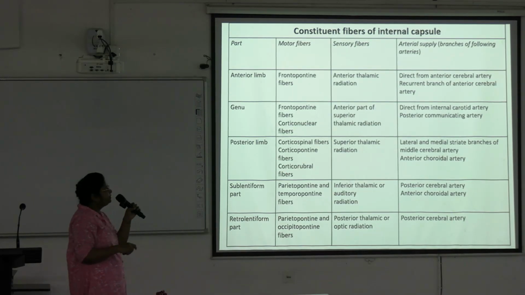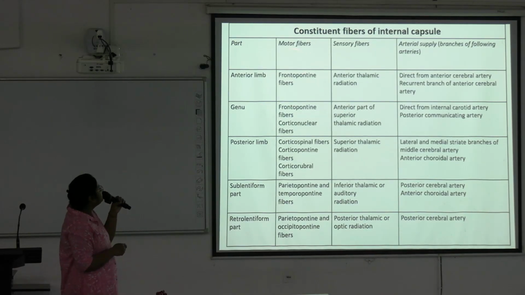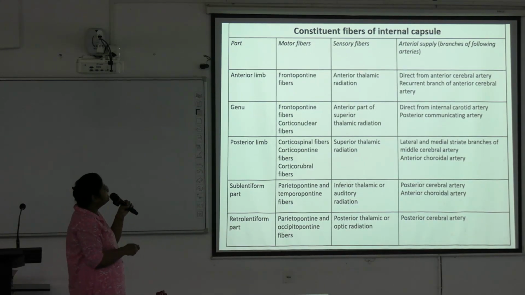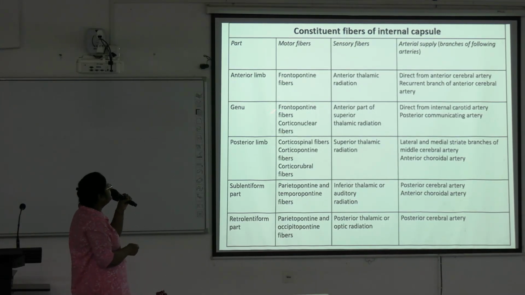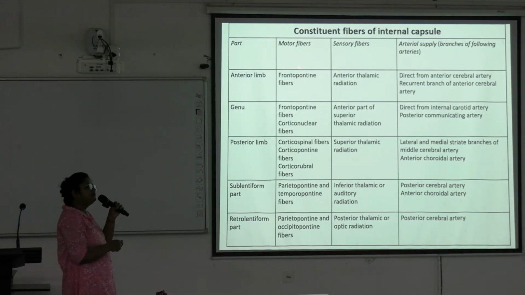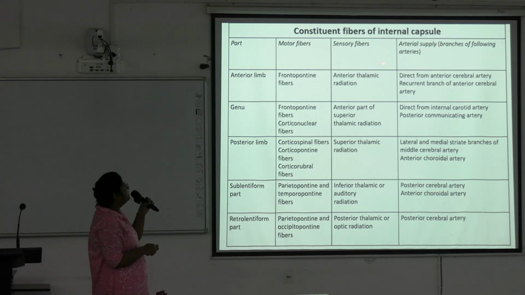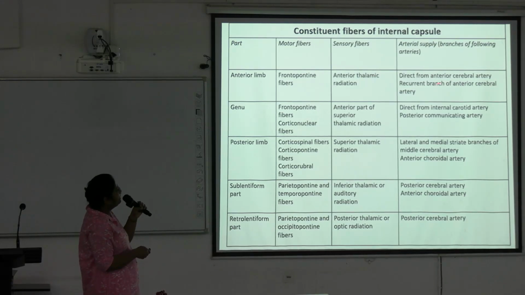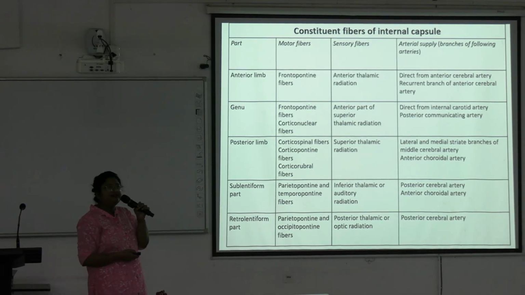So this chart you remember very carefully, okay? Which part includes which fibers. So parts, motor fiber, sensory fiber, and their arterial supply. This is important for different clinical aspects, arterial hemorrhages and others. So the anterior limb has frontopontine fiber as motor fiber, and the sensory fiber is anterior thalamic radiation. And arterial supply is direct branch from anterior cerebral artery and recurrent branch of anterior cerebral artery, recurrent artery of Hubner, okay.